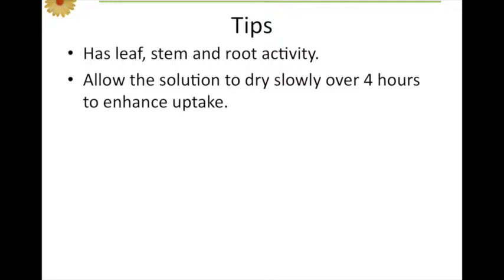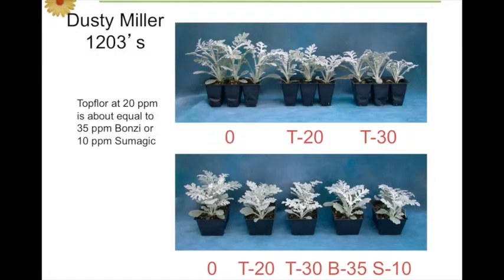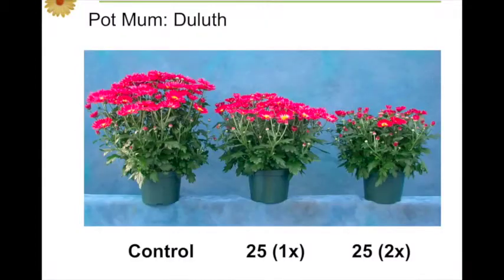With the volume we're using, we're giving enough volume of water that you'll get some hitting the soil or the stem, and that's where a lot of the activity of the triazoles actually comes from. Now, it also prefers 4 hours of time for uptake to enhance the growth effects, like the other PGRs. So here you can see some results. We have the top one, untreated control, Topflor at 20 and 30, and then a comparison of the untreated control, Topflor at 20, 30, Bonsai at 35, and then the Sumagic rate there at 10 parts per million.